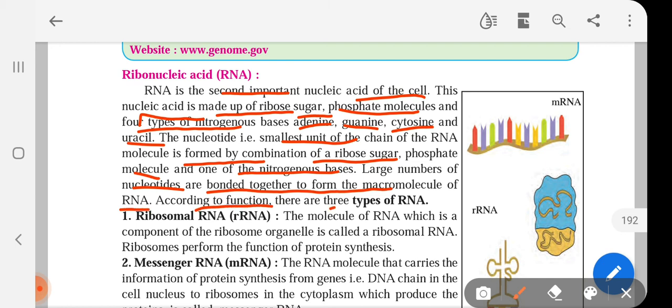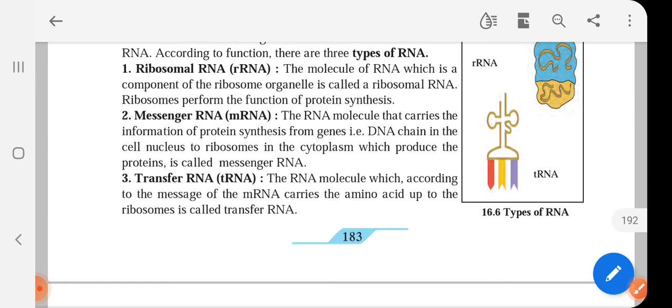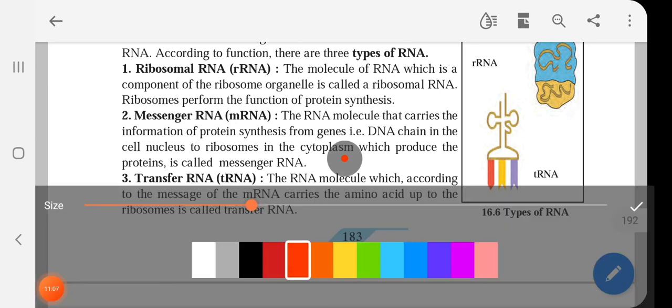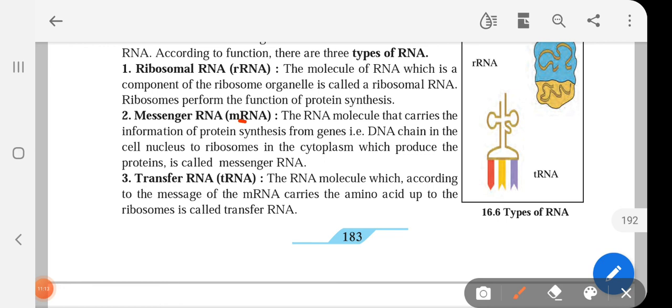According to the function, there are 3 types of RNA. Ribosomal RNA: the molecule of RNA which is a component of the ribosome organelle is called ribosomal RNA. Ribosomes perform the function of protein synthesis. Then we have another RNA called messenger RNA, also called mRNA, the RNA molecule that carries the information of protein synthesis from the gene, that is the DNA chain in the cell nucleus, to the ribosomes in the cytoplasm, which produce the protein.